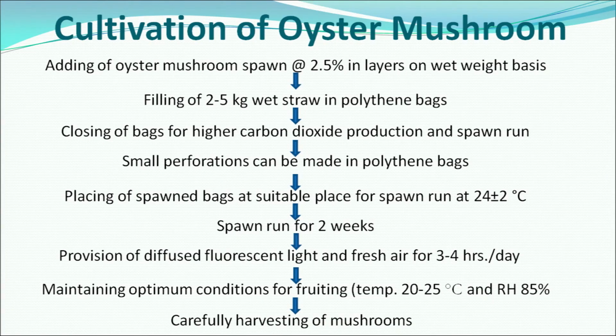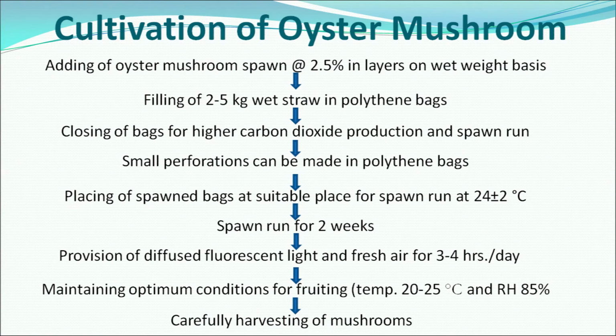So, I told you that we have to add spawn at the rate of 2.5% in layers. Layering is a better method, we can also go for thorough mixing. Then filling 2 to 5 kg of wet straw in polythene bags, then closing the bags for a high CO2 level, which will help in spawn run. Then small perforations can also be made, which will help in removing excess water from the substrate. Then placing the spawned bags at a suitable place, at nearly 24 plus minus 2 degrees centigrade, but it will vary from species to species.